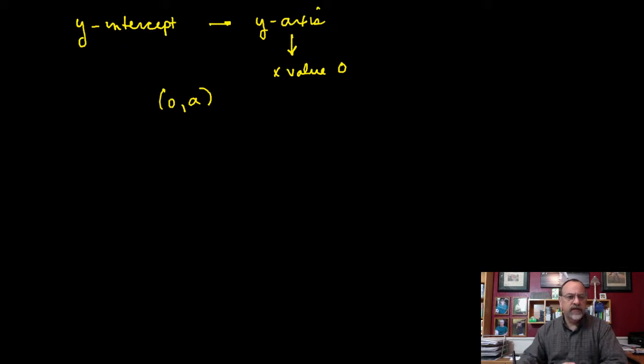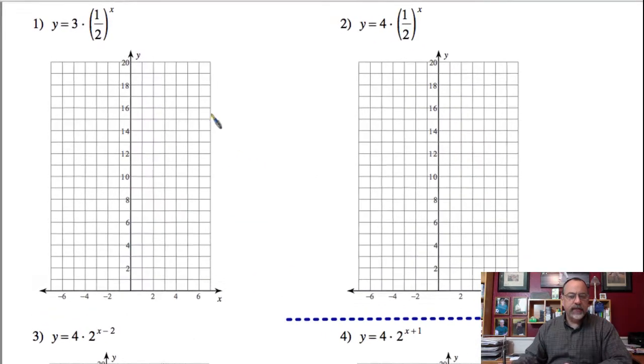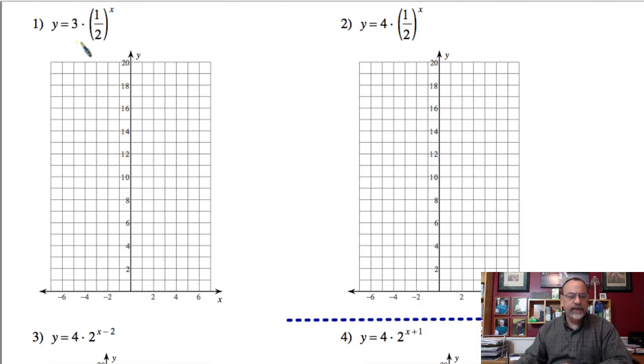So let's take a look at a few examples. We'll do one example where we have an exponential decay, and here we want to remember that we want to graph the asymptote, and we want to graph the point (0, a) as part of the first initial steps that we do. So the (0, a) and then the line y equals 0 is our asymptote.